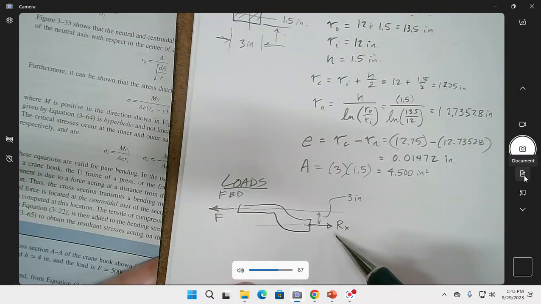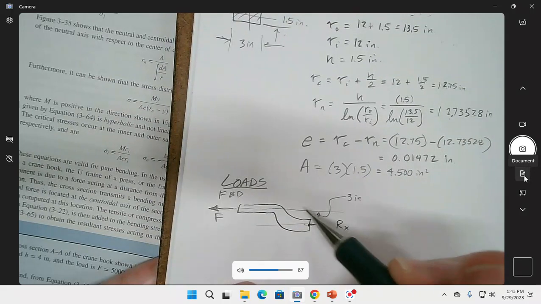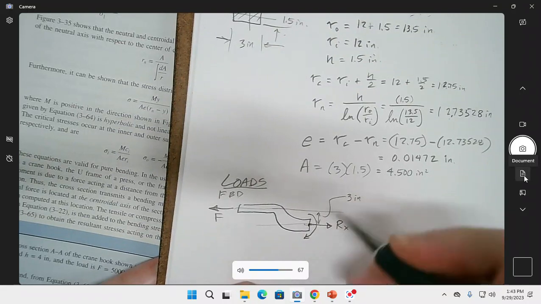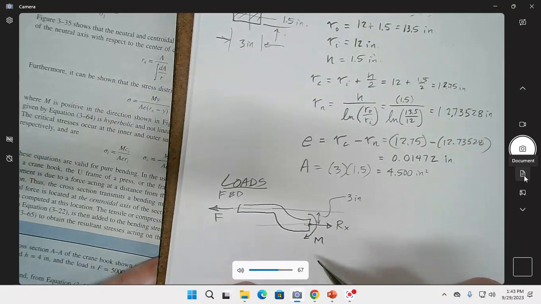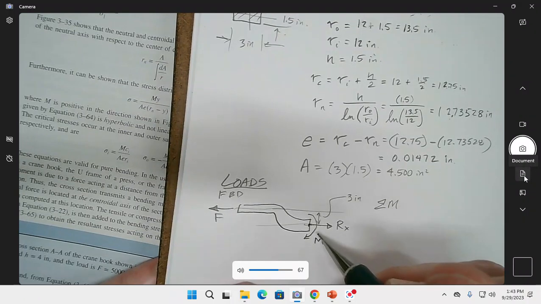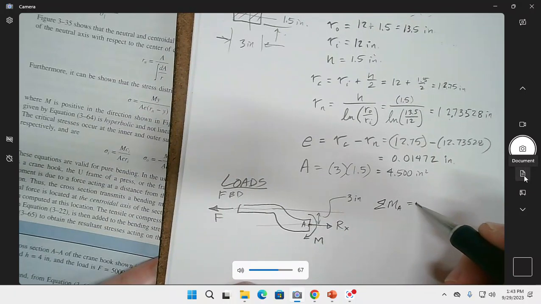All right, and so because we're taking the moments about this, that's going to be counterclockwise. So the moment here is going to be clockwise. That's a reaction moment. So we can go the sum of the moments, and we could call this point, I don't know, call it A, because nobody used it yet. I don't think.